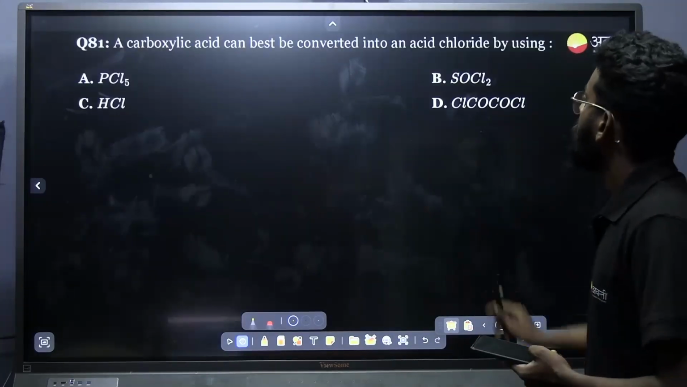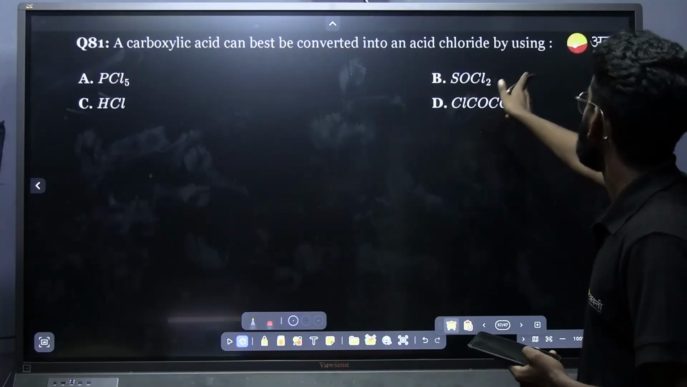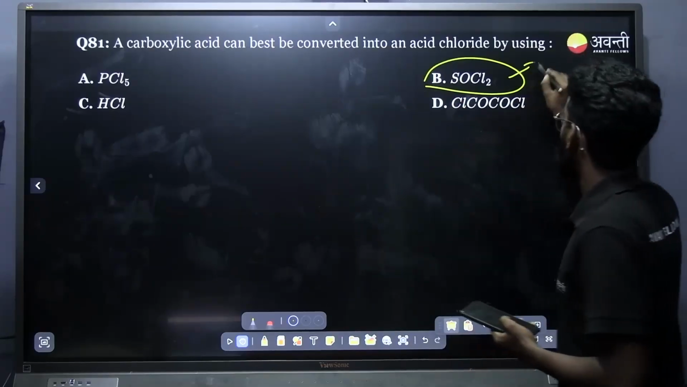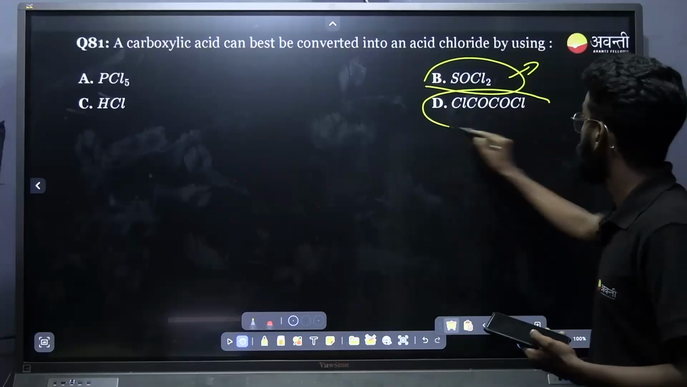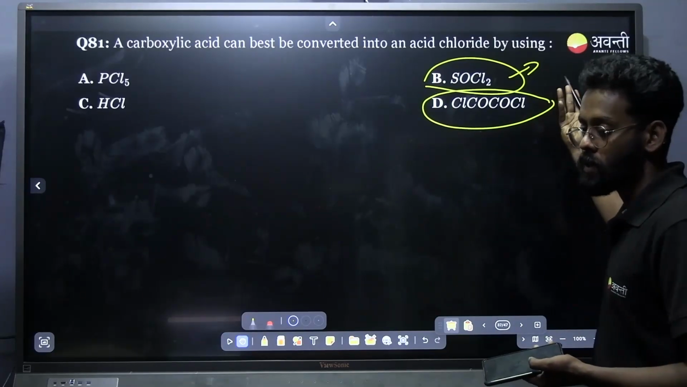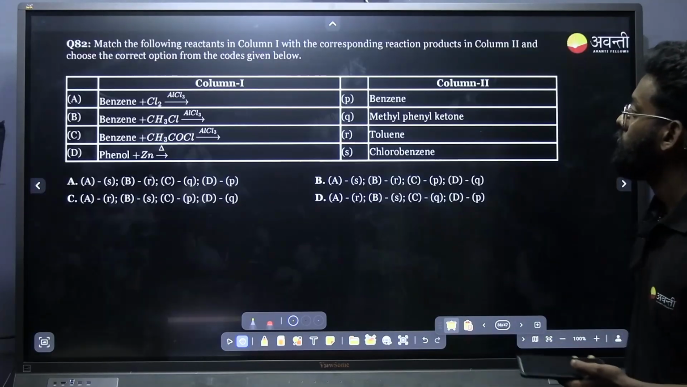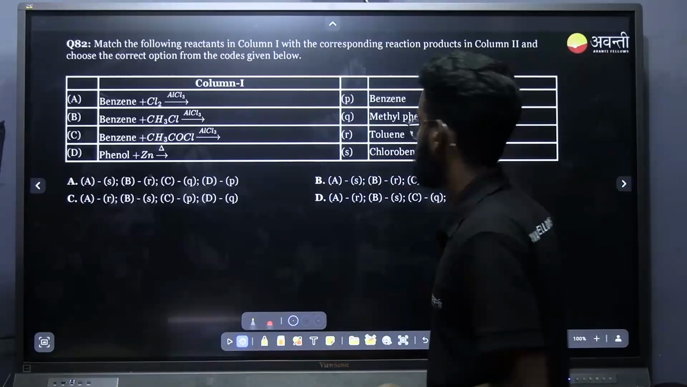Yes, now carboxylic acid can best be converted into acid chloride by using, the same question we did in the beginning, SOCl2, because we are getting gaseous products here. This we can also use, but here more gaseous products are forming, and more products is also not advisable. Now this one is also a direct question, electrophilic aromatic substitution, you can do it.